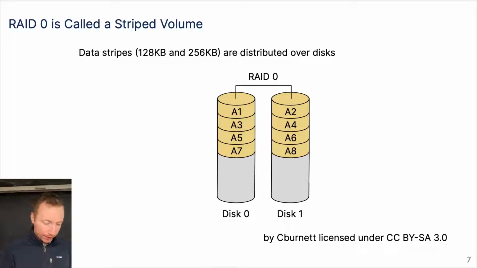So RAID 0 is also called a stripe volume. And all that means is all the data is just put together in kind of larger chunks.